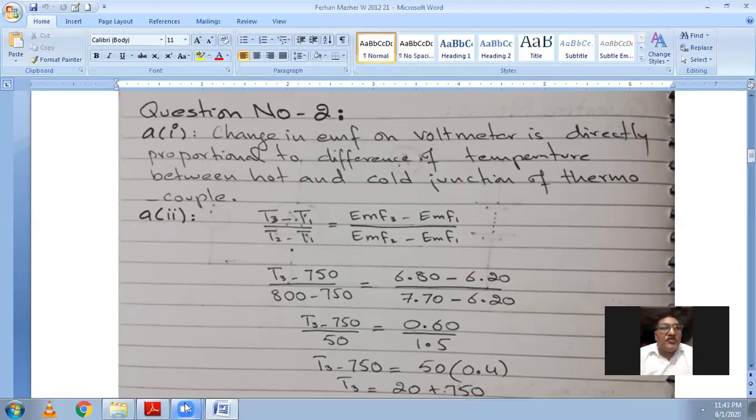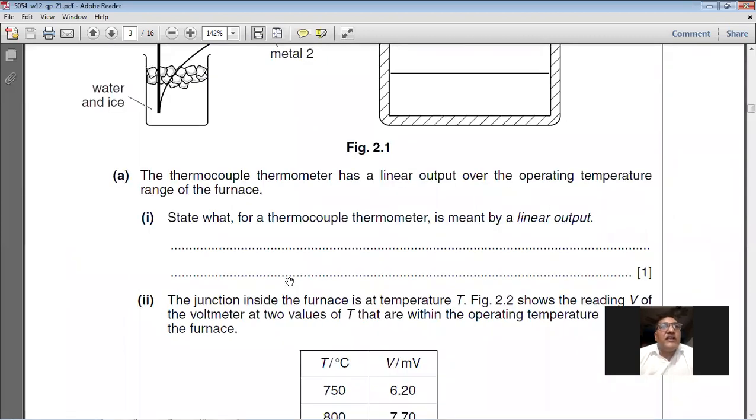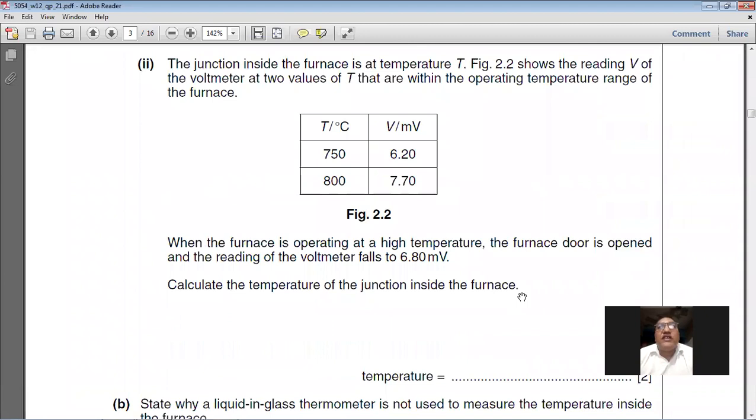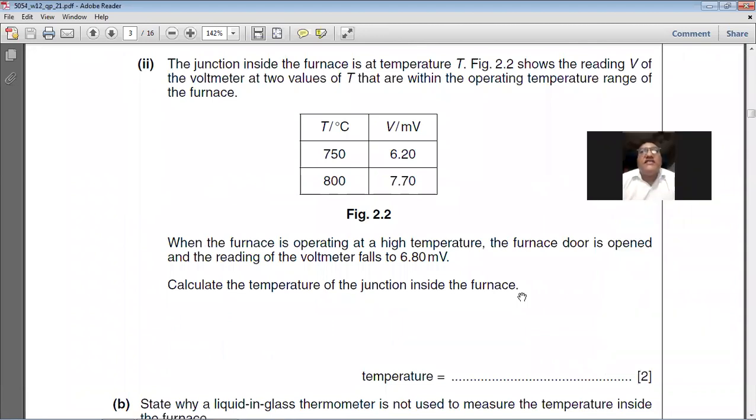So the next question was a 1-mark question. The next question is a little bit tricky. It says the junction inside the furnace is at a temperature T. Figure 2.2 shows the reading V of the voltmeter at two values of T that are within the operating temperature range of the furnace.